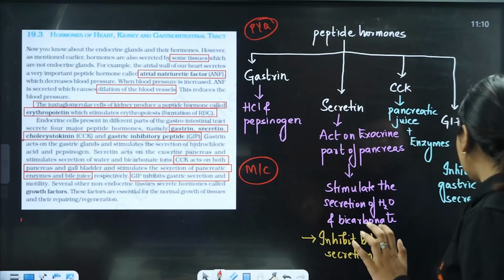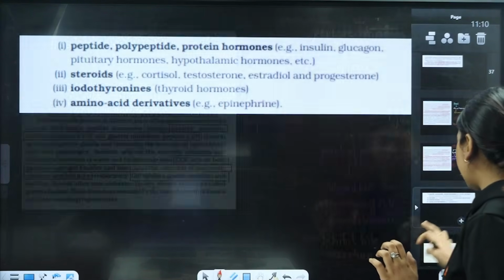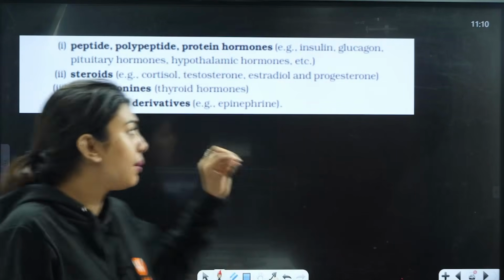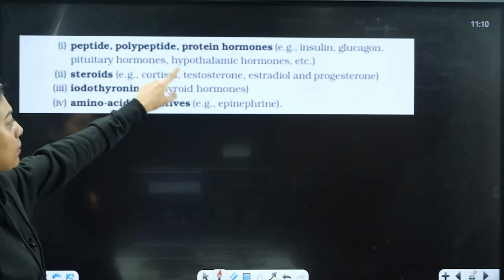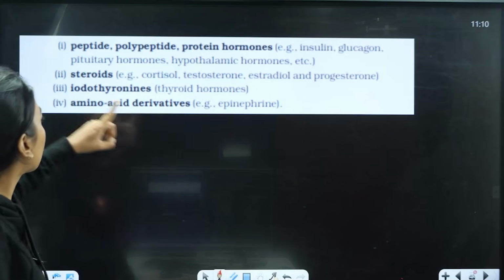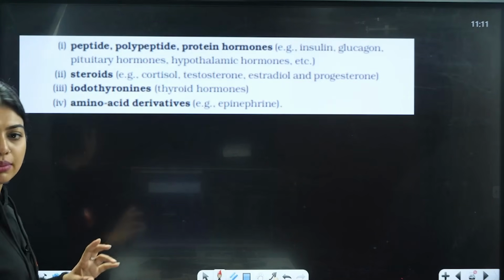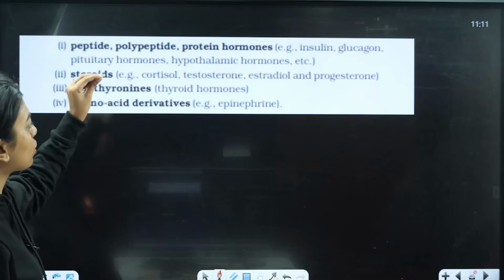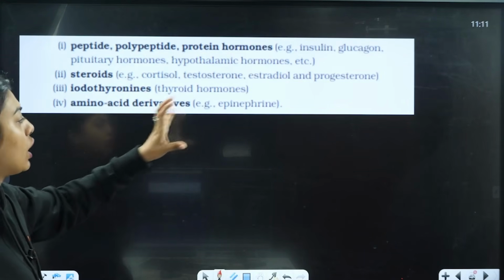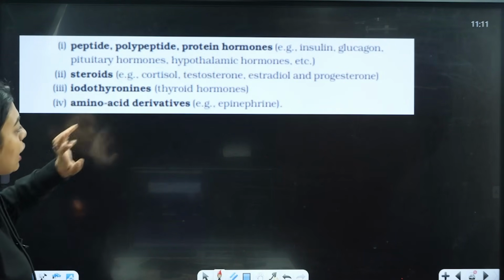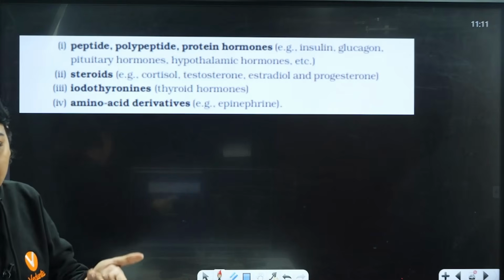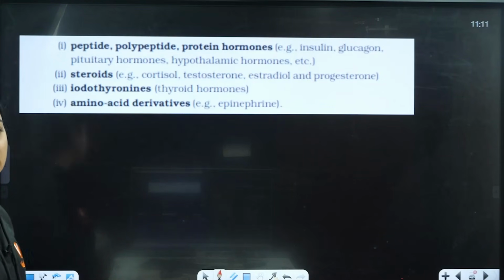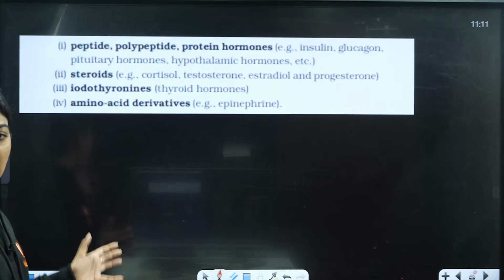Okay, that is the last portion of this whole thing. Now students, we can divide hormones into 4 categories. First is peptide, polypeptide or protein hormones: insulin, glucagon, pituitary hormones, hypothalamic hormones. That is our first set of hormones. Then steroid hormones like cortisol, testosterone, estradiol and progesterone. Next iodothyronines, like you already know, the thyroid hormones. Then we have amino acid derivatives like your epinephrine. So this is our category of hormones.